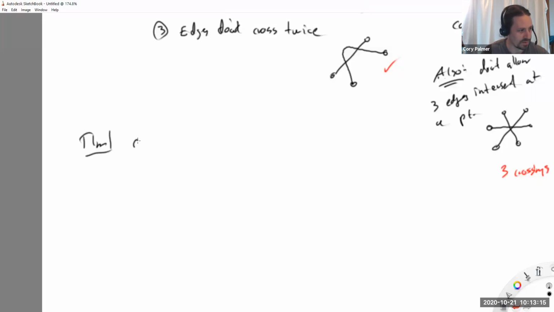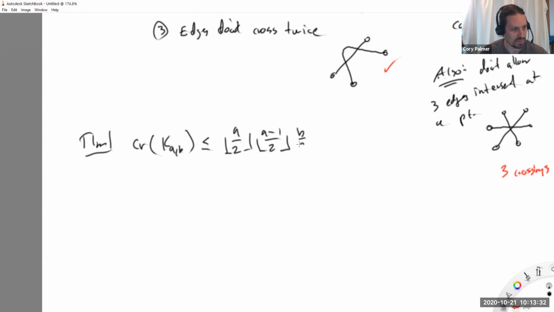Let me just write it very simply here. The crossing number of the complete bipartite K_{A,B}, so you've got A vertices in one class, B vertices in the other class, is at most floor(A/2) times floor((A-1)/2) times floor(B/2) times floor((B-1)/2). That's the upper bound. So roughly A squared over 4 times B squared over 4, especially for large A and large B.